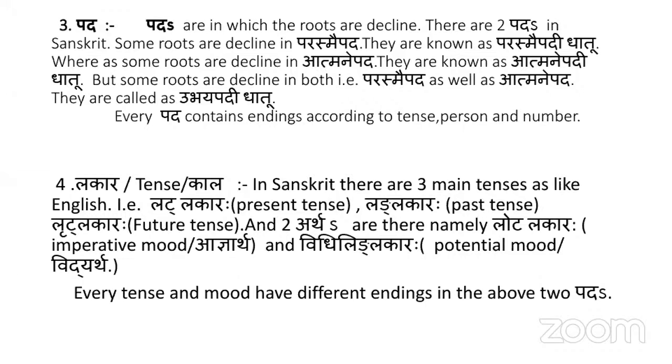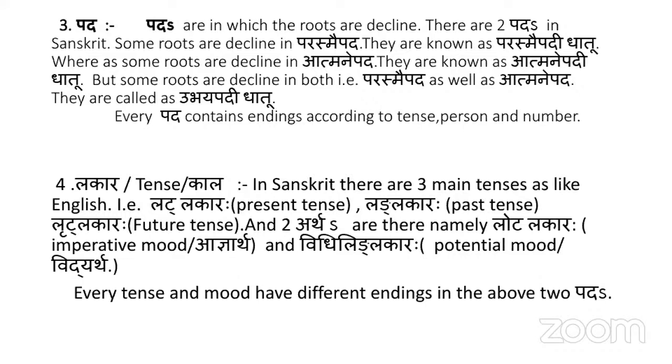Every pad contains endings according to tense, person and number. You know very well what these are: ti, tah, anti, si, thah, tha, ami, avah, ama. This is the declension in lat lakar, right? So every pad, that means parasmay pad and atmane pad, both contain endings according to tense, person and number. We will see one by one. First see tense. Tense means lakar, or kal. In Sanskrit there are three main tenses as in English. Which are they? See, present tense. Present tense means lat lakar.